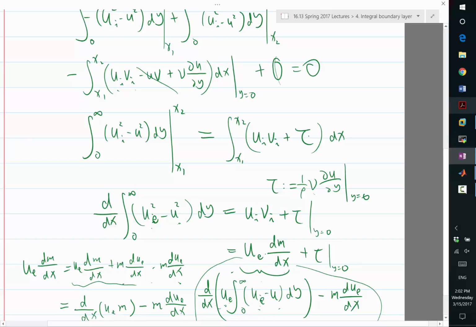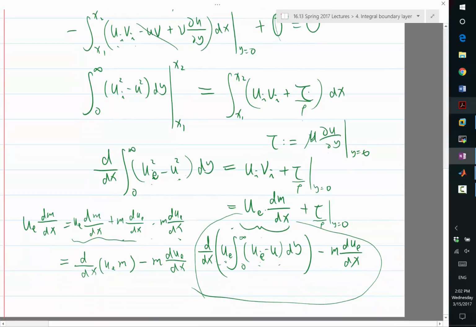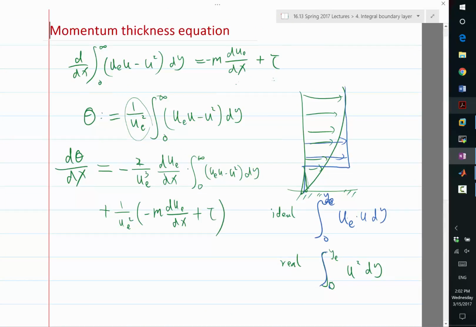Yeah. Sorry? You have a nu there. It should be nu, and then just the nu dy. Right. So tau should be defined as mu times this, right? Yeah. So this shouldn't really be tau, but tau over rho, right? So this should be tau over rho. And here should be tau over rho, here should be tau over rho. So all the tau in the equation should be replaced by tau over rho.